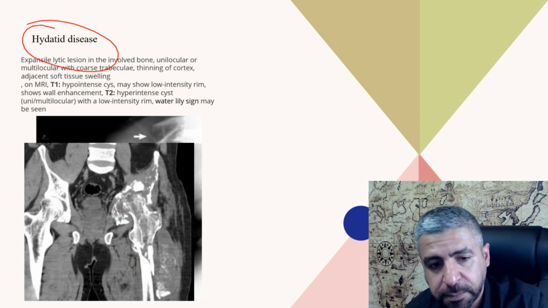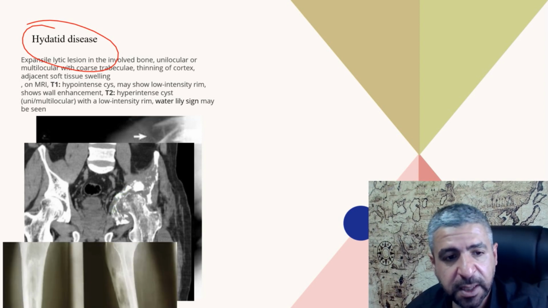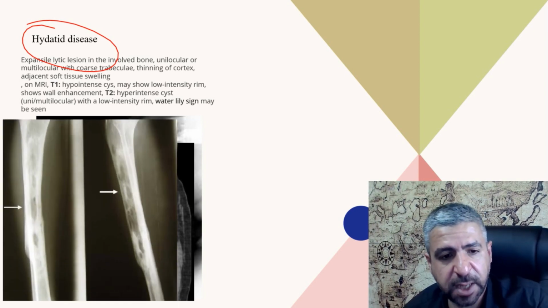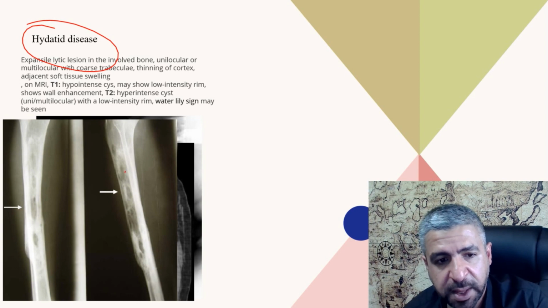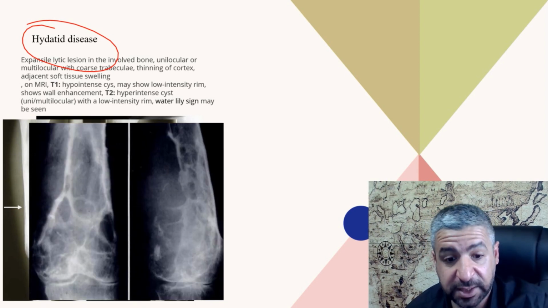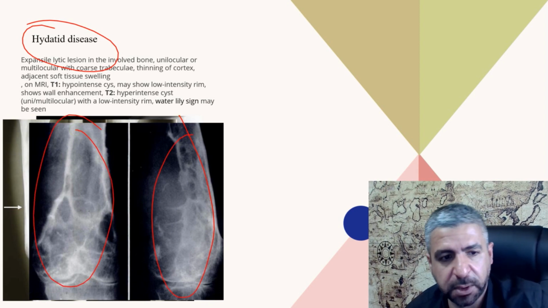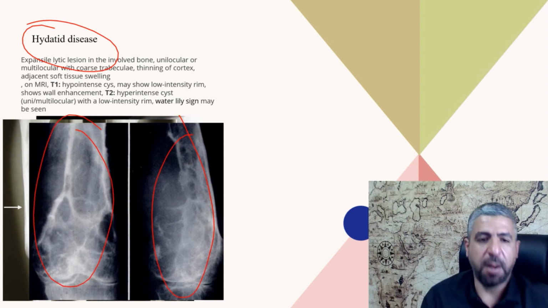Here, this was a case of extensive hydatid disease, and you can see on this X-ray there are multiple cysts within the bone, and these were also hydatid cysts. Another example, you can see extensive marked involvement of the femur by multiple cystic lesions of hydatid disease.